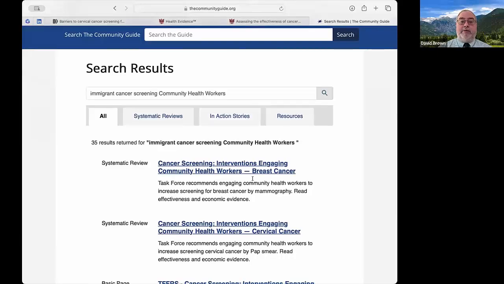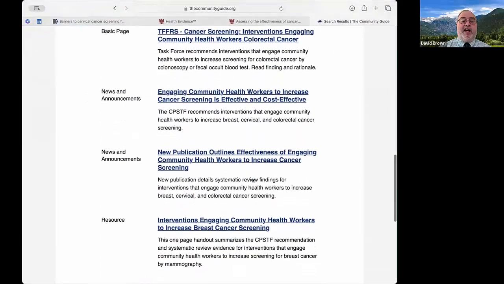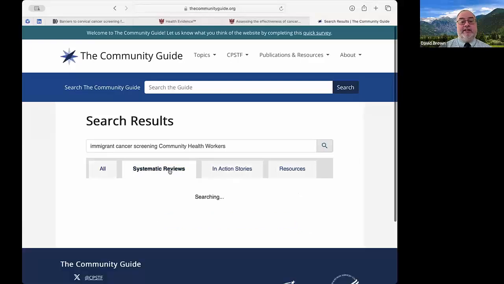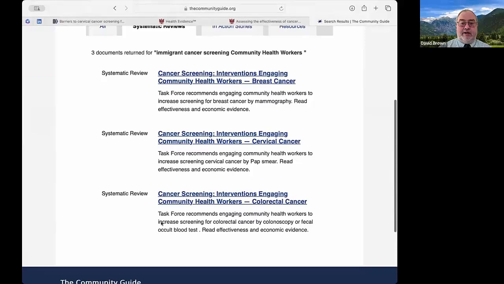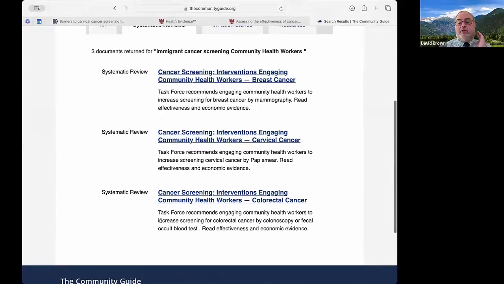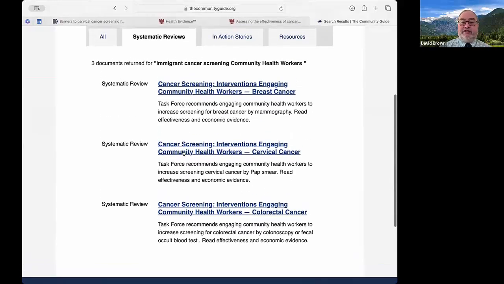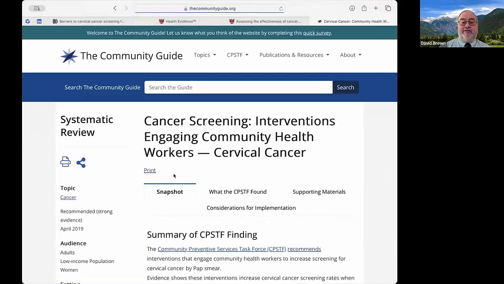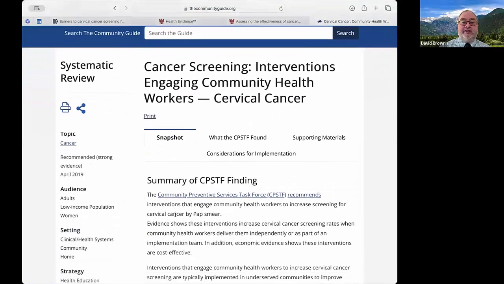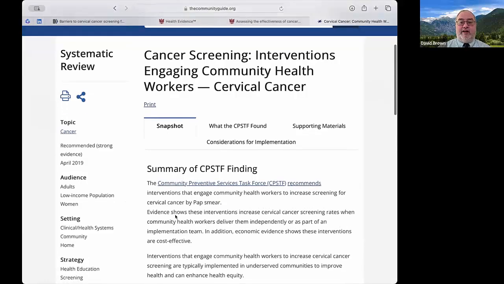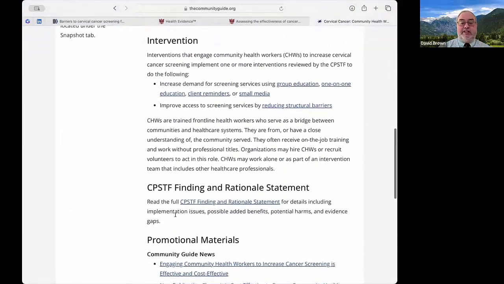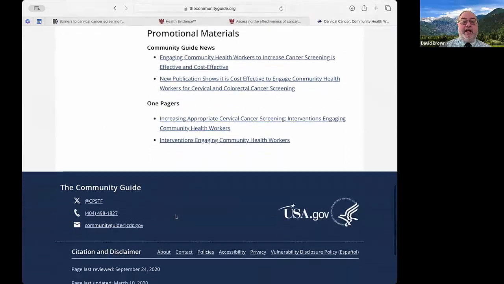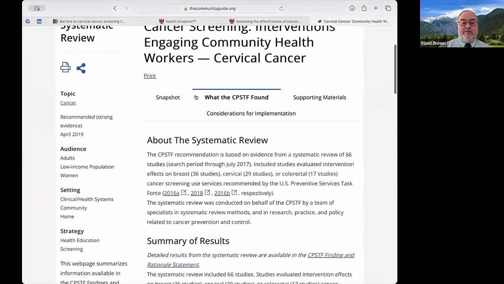So what we want to do now, again, if we're really looking for the highest level ideas here, we're going to hit systematic reviews, right? And we get 3. Since we were more interested, at least in the last one, in cervical cancer, we can find a systematic review on cervical cancer. It's published, what was found. This is specifically for communities that we look at.